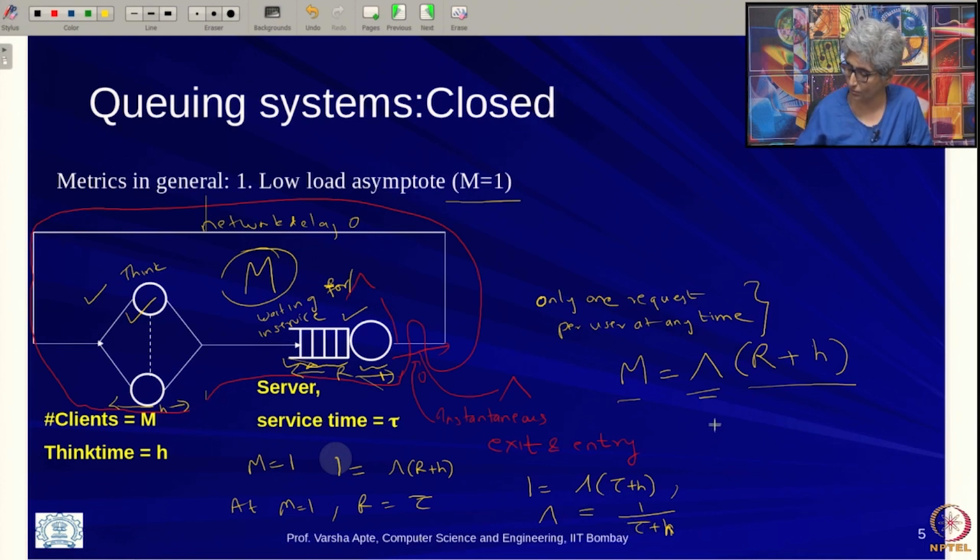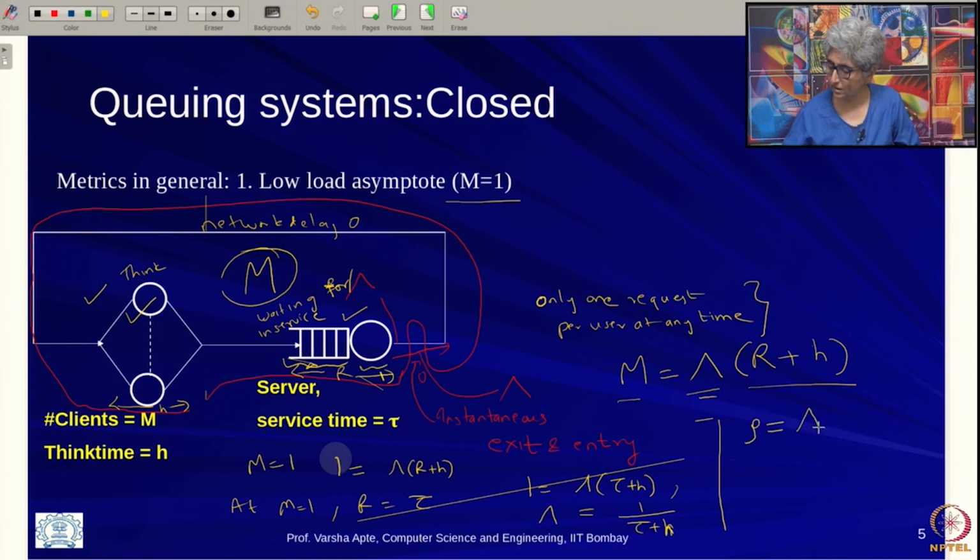So, once we have the throughput, we have the R, we can calculate the server utilization, and we can calculate the number in the system. So, what is server utilization? This is lambda tau. So, this is going to be equal to tau divided by tau plus h, right. So, we have server utilization.